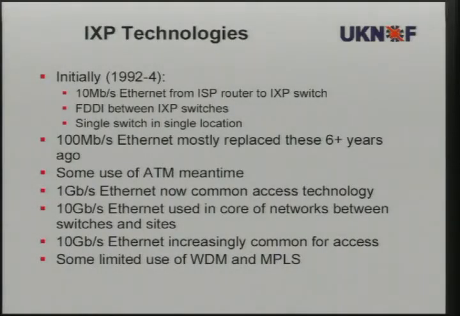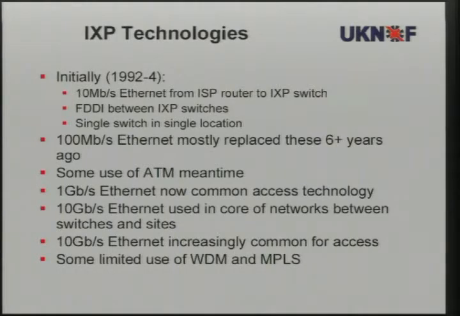Technologies, back when people first started doing this, 10 meg Ethernet was the most common thing. That was used to connect the ISP's routers to a switch. At the bigger exchanges, we had more than one switch. We used 100 meg FDDI. But usually most of these exchanges were one switch in one building.